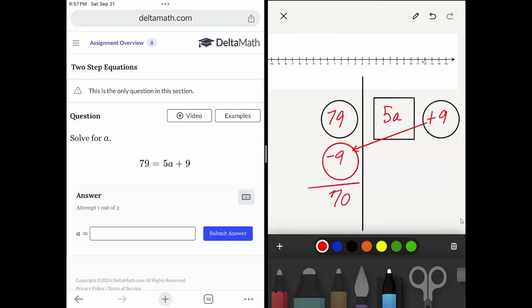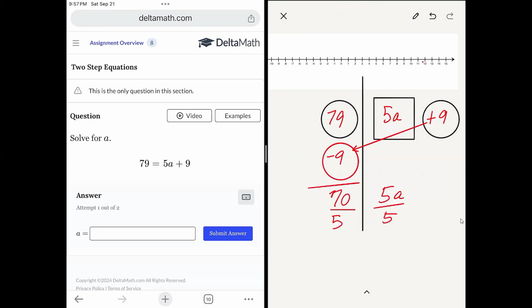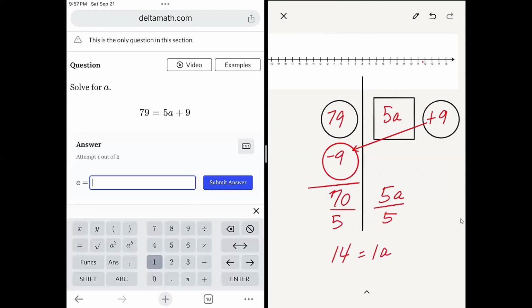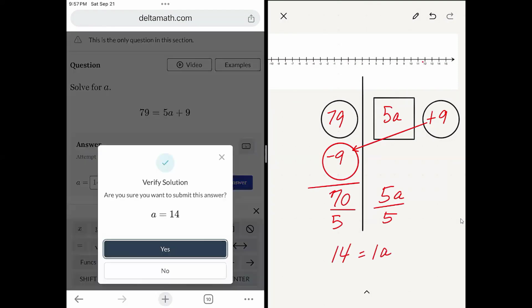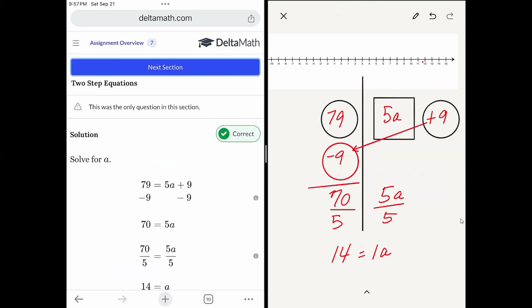And then on the right-hand side, we're going to have 5a, and whatever the coefficient is, that's what we divide by. So it's going to be divided by 5. This is going to be divided by 5. So we're going to have 14 equals 1a. That's our answer. And then I submit it, and we're good. All right, that's it.